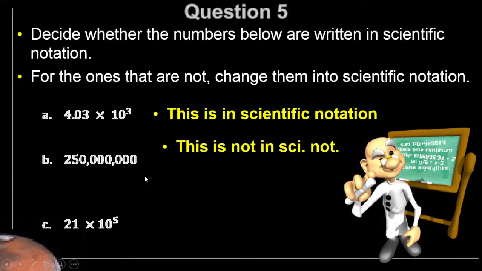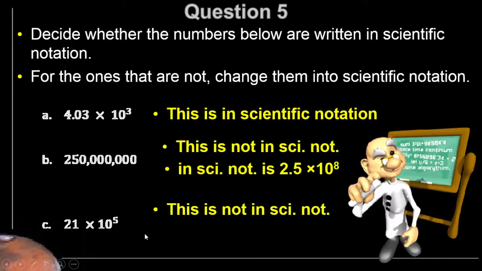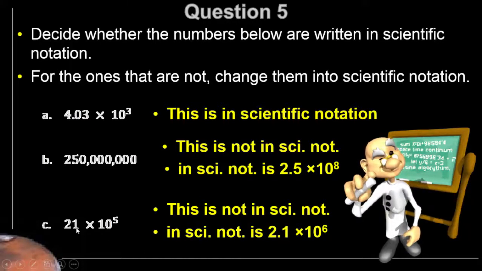So we want to rewrite this as scientific notation. So we have to go 1, 2, 3, 4, 5, 6, 7, 8. So that means it's 2.5 × 10^8. And for C, this is not written in scientific notation because 21 is greater than 10. And in scientific notation, we have to move this over one space, and that means we're going to add 1 to the exponent, so we get 2.1 × 10^6.